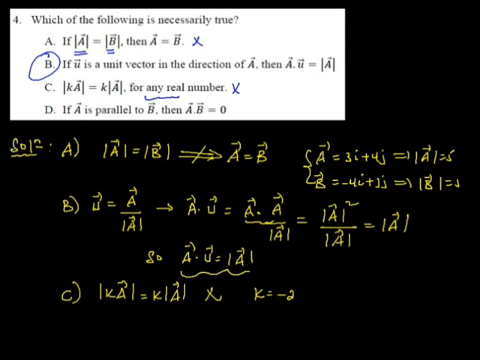Let's check the statement in D. In D, if A is parallel to B, then A dot B is 0. This is wrong. This statement will be true if A is perpendicular to B. If A is perpendicular to B, then A dot B will be 0. So this is wrong. So the only necessarily true statement is the choice in B.